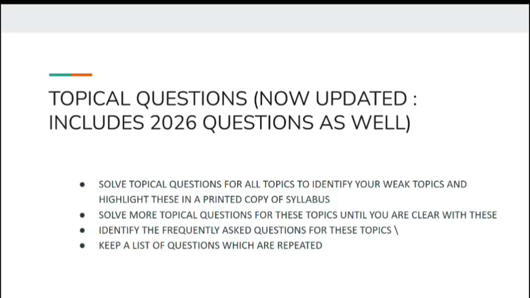Roadmap. Phase 1 is about identifying your logic glitches through topical saturation. First, use 2026 updated questions and solve every subtopic to find where your understanding fails.